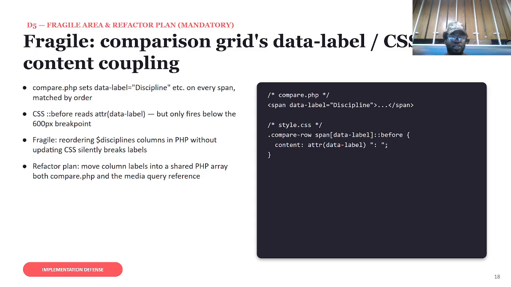I'd also add a short PHP assertion in dev mode that checks the label array and the discipline array are the same length before I render, so a future mismatch throws a visible error immediately instead of silently mislabeling a column.